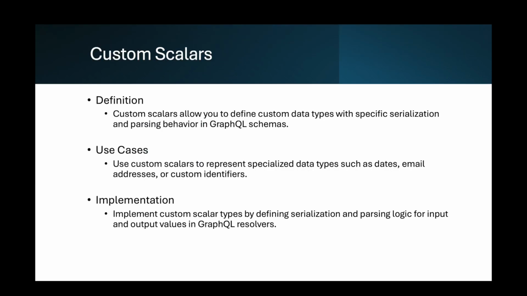Now, custom scalars allow you to define custom data types with specific serialization and parsing behavior in GraphQL schemas. The use cases are: use custom scalars to represent specialized data types such as dates, email addresses, or custom identifiers. How do we implement this? You can implement custom scalar types by defining serialization and parsing logic for input and output values in GraphQL resolvers.